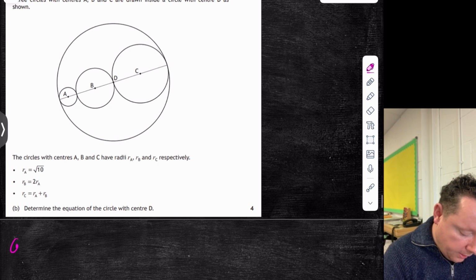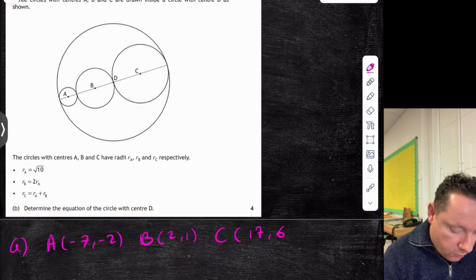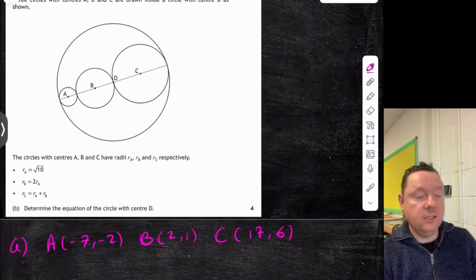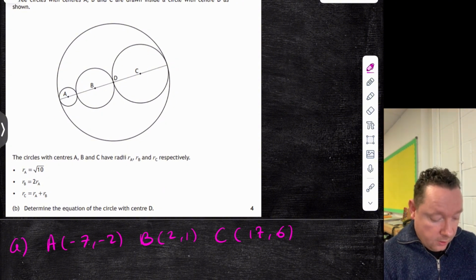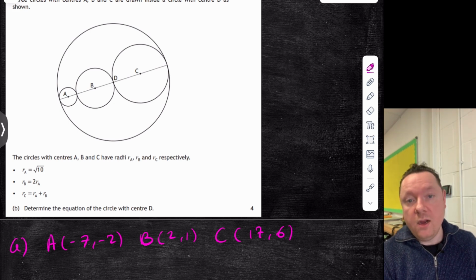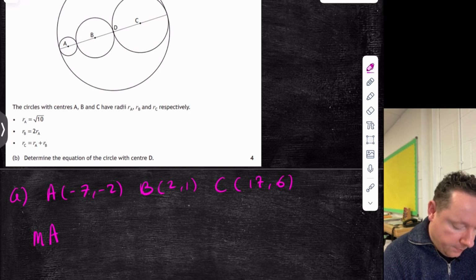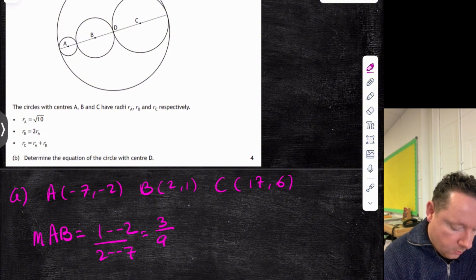So for part A, we've got A is (-7, -2), B is (2, 1), and C is (17, 6). So to show that 3 points are collinear, you just need to examine the gradients between A and B and C. And if they are the same, they are parallel, but we've got a common point, so we're collinear. So the gradient between A and B, that is 1 minus -2 over 2 minus -7. That is 3 over 9, which is a third.